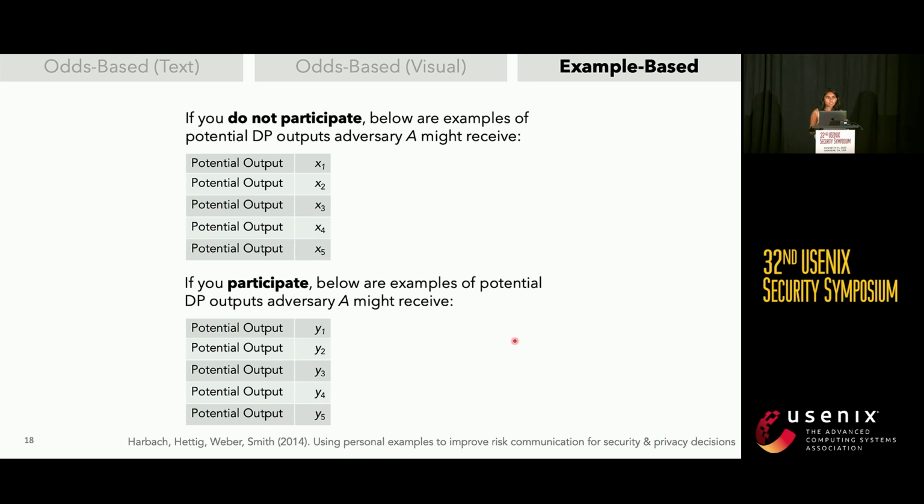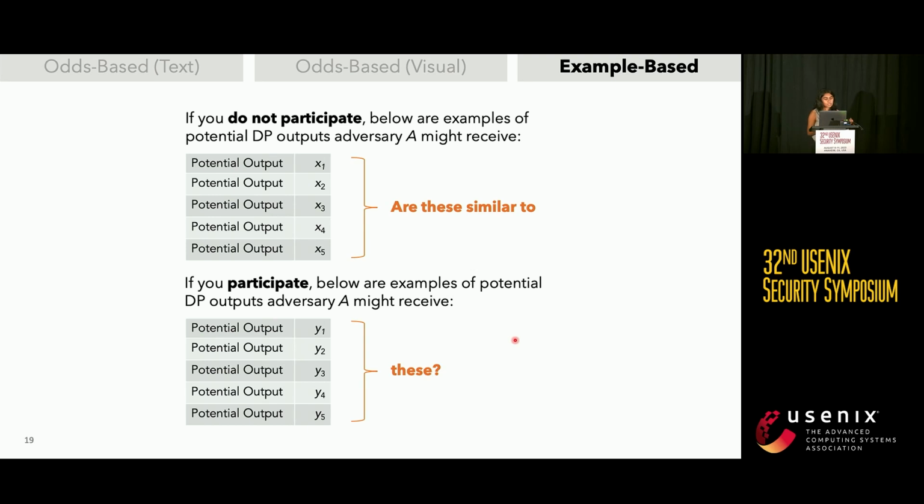And so in this way, they can get a sense of how much their data will impact the output and also a sense of the strength of the privacy protections. So in particular, they can look at what the potential outputs look like when they don't share their data versus when they do.